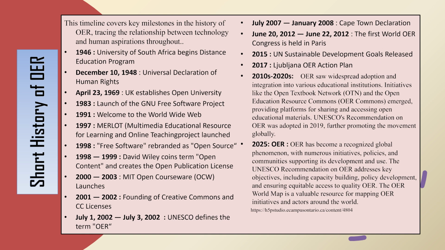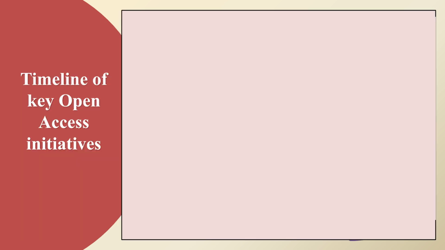The UNESCO recommendation on OER addresses objectives that include capacity building, policy development, and ensuring equitable access to quality OER. The OER World Map is a valuable resource for mapping OER initiatives and actions. I have also given the sources from where I have collected this timeline of key initiatives.